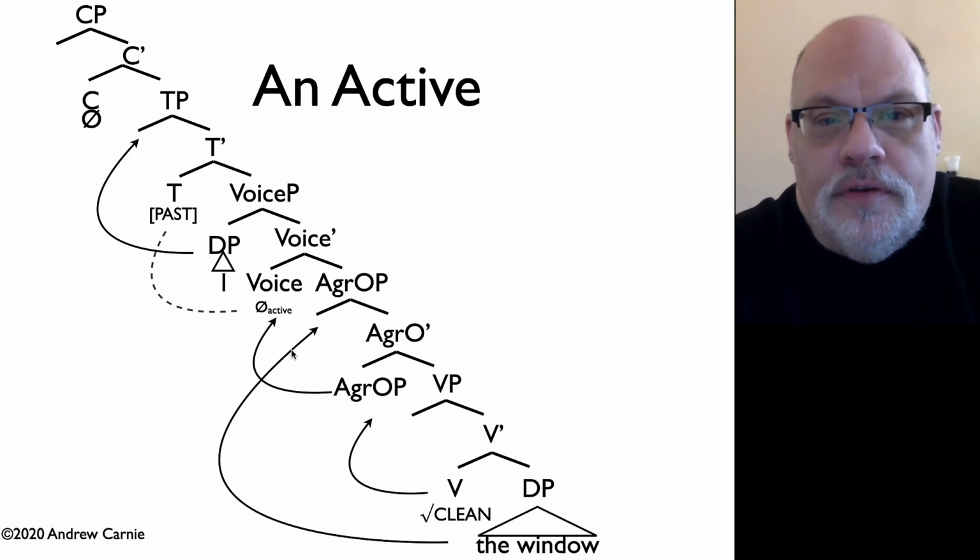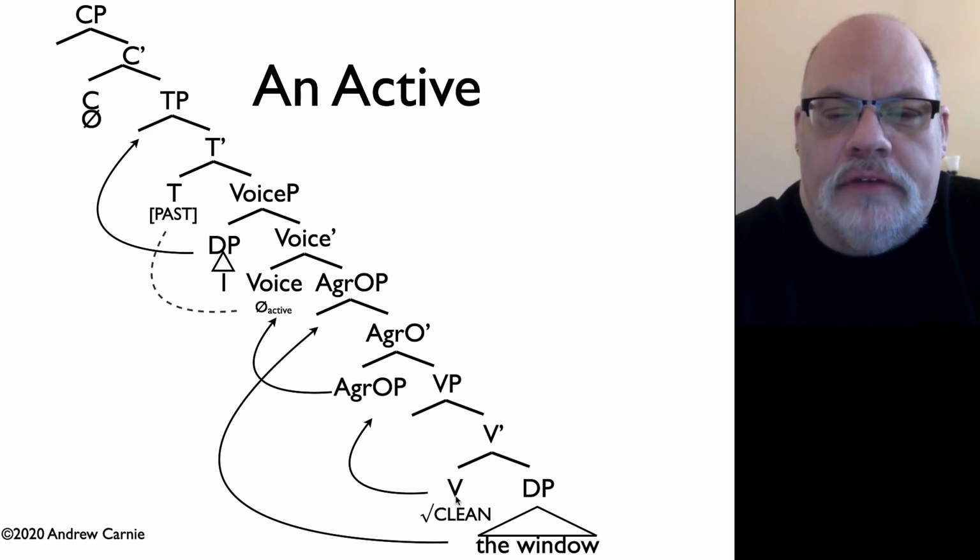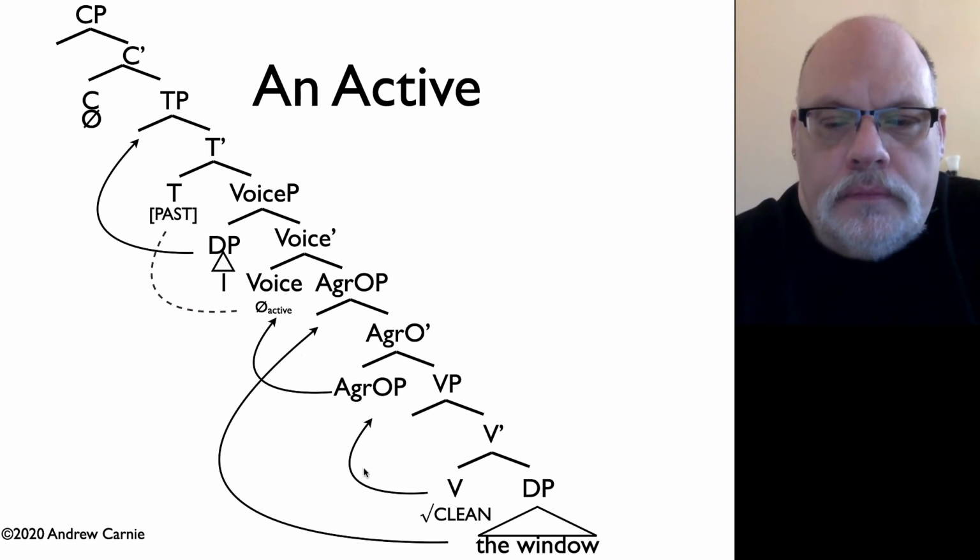It happens in 2 hops for a reason, and that reason is the minimal link condition. The minimal link condition says you have to move to the first potential position, so the verb moves to AgrOP and then moves on its way up to voice just to meet the minimal link condition. But critically, this gets us our right word order.